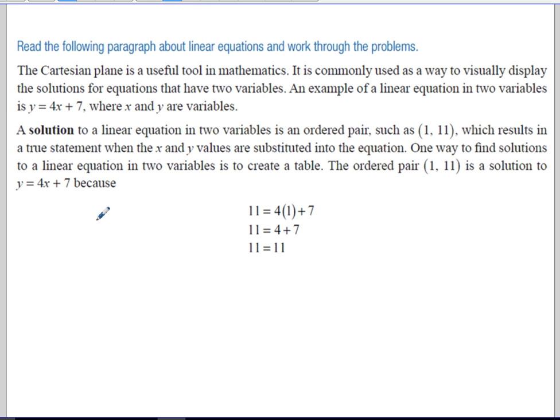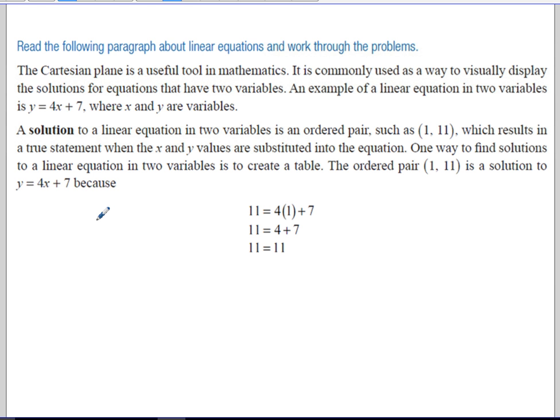The Cartesian plane is a useful tool in math. It's commonly used as a way to visually display the solutions for an equation that has 2 variables. An example of a linear equation in 2 variables is y equals 4x plus 7. x and y are our variables, our unknown numbers. So a solution to the linear equation in 2 variables is an ordered pair, such as 1 for the x and 11 for the y. So (1, 11), which results in a true statement when the x and y values are substituted into the equation.